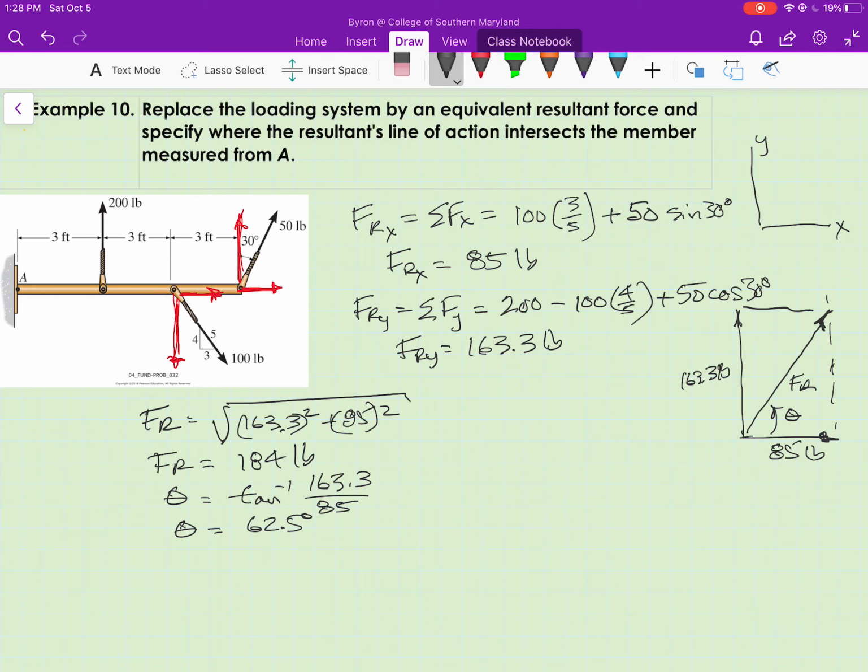Okay, so we've calculated F sub R, magnitude and direction, and let's show that for now. We're going to show it at A for now. So we have F sub R is 184 pounds acting at 62.5 degrees.